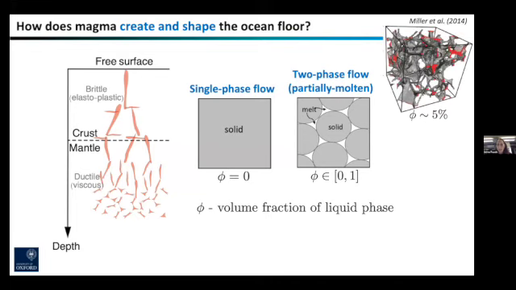And from lab experiments, we know that porosity is generally very low, just a few percent, and that is already enough to create an interconnected network of melt along the grain boundaries. We also expect porosity to increase, especially in dikes closer to the surface, but that is something that we need to work on further, and I will get back to that later.